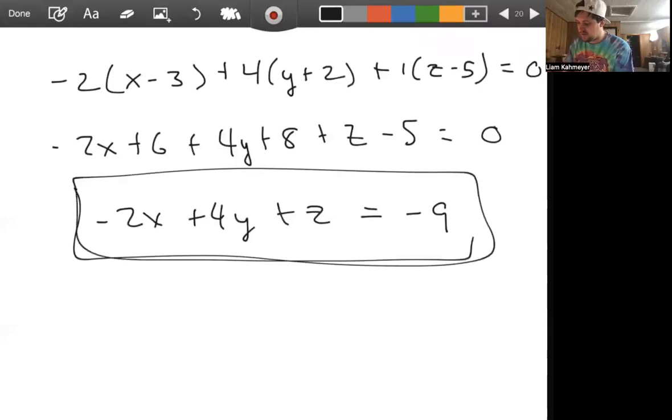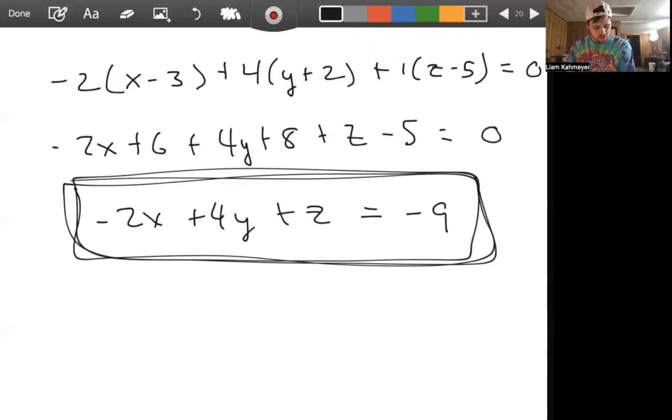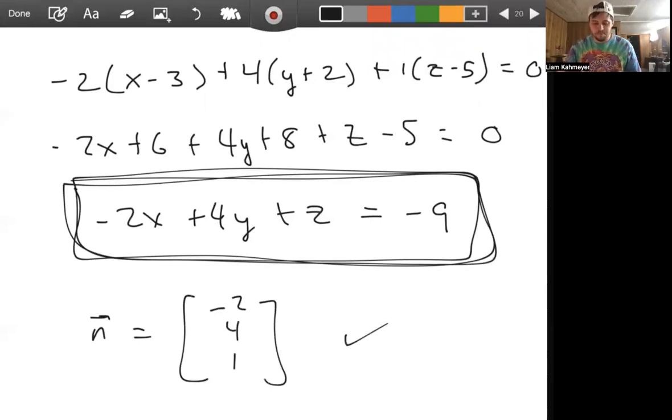So here's the equation for the plane, right? And remember, what was our normal vector? Our normal vector was negative 2, 4, 1. So that checks out. Okay.